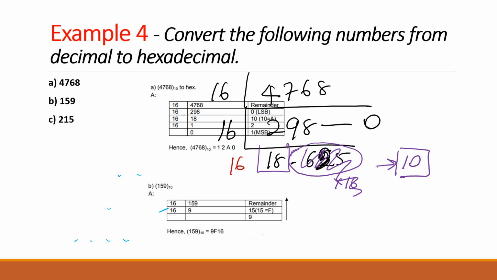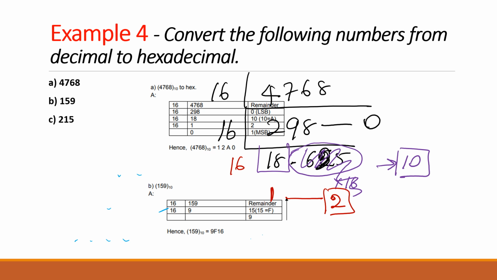Okay, now I again need to divide this by 16. If I divide 18 by 16, what should I get? 1 and remaining 2. Yes, 1 remaining 2, isn't it? 16, 18 if you divide by 16, 1 and 2 remaining. So am I right?